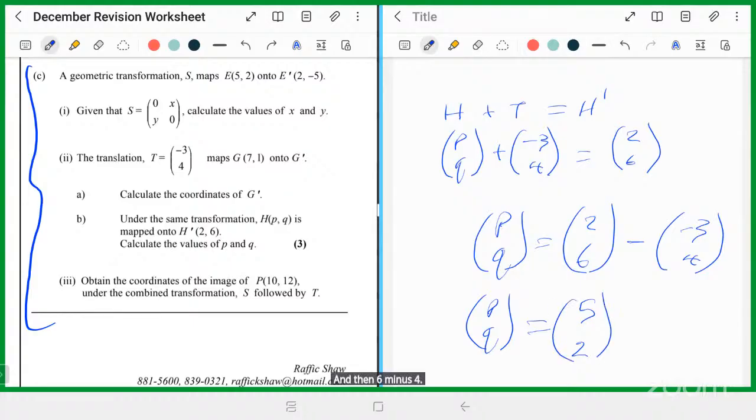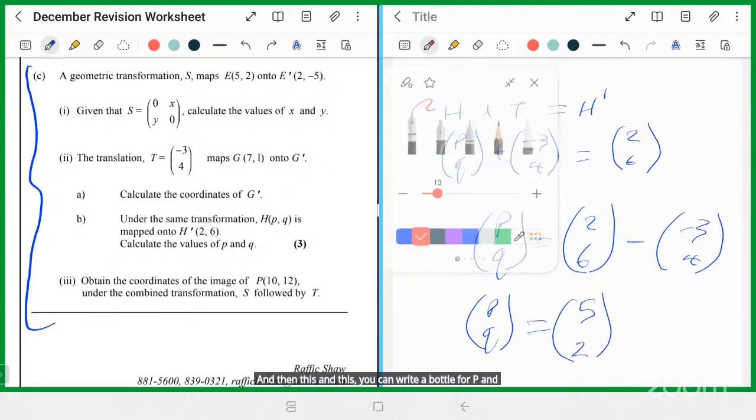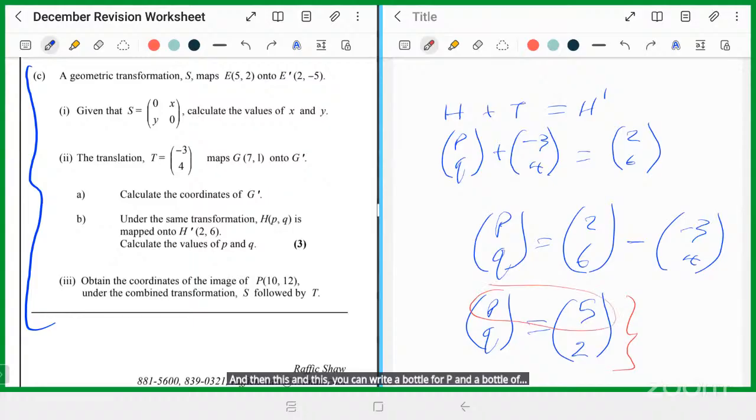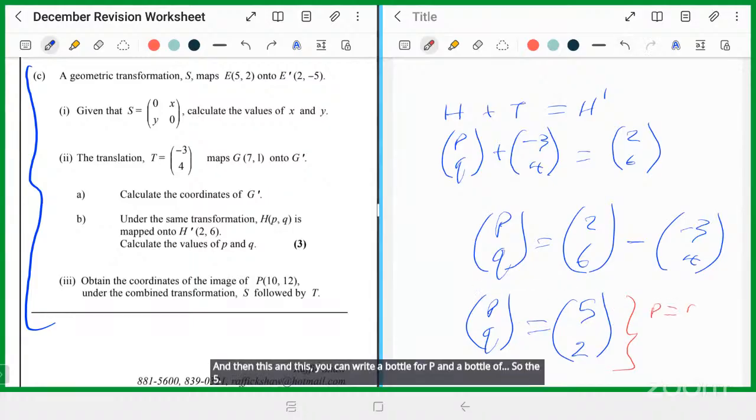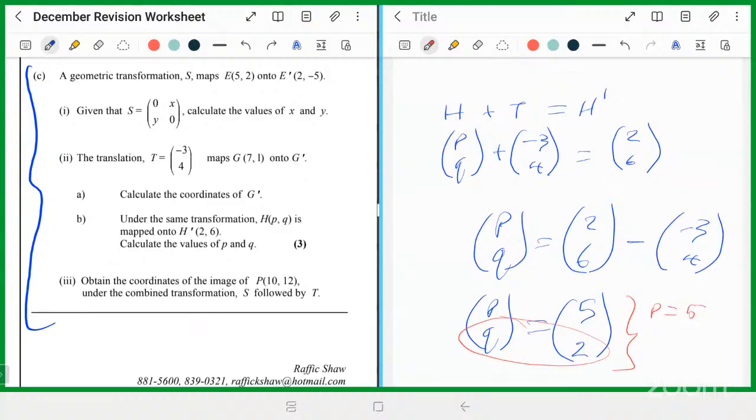And then based on this, you can write a value for P and a value for Q. So P is equal to 5, and Q is equal to 2. That is it.